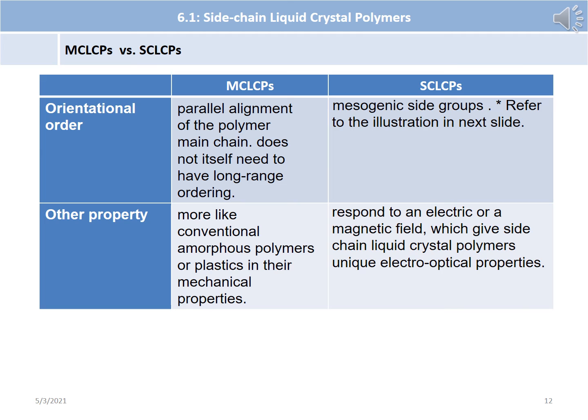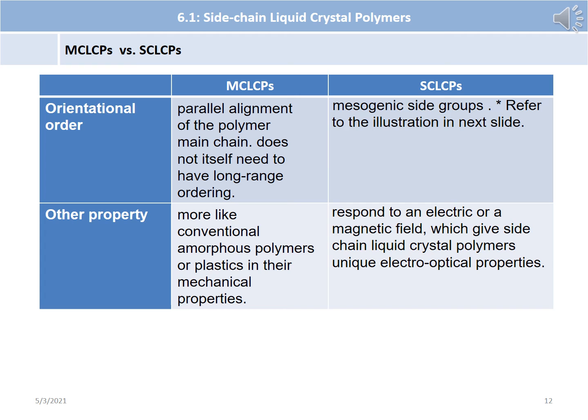Now, we look at the difference between main chain liquid crystal polymers versus side chain liquid crystal polymers. In main chain liquid crystal polymers, the orientational order of the mesophase results from the near parallel alignment of the polymer main chain. Whereas, in side-chain liquid crystal polymers, it is the mesogenic side groups and not the polymer main chain that display orientational order in the liquid crystalline states. Thus the polymer main chain does not itself need to have long-range ordering.